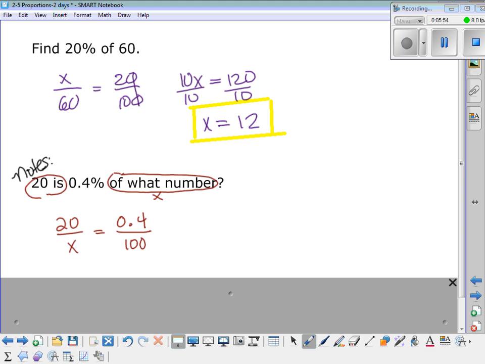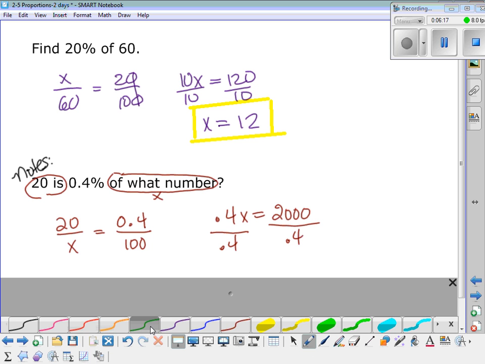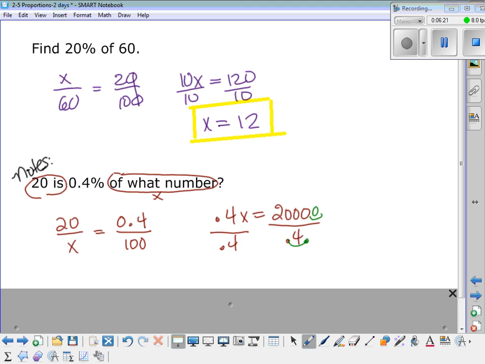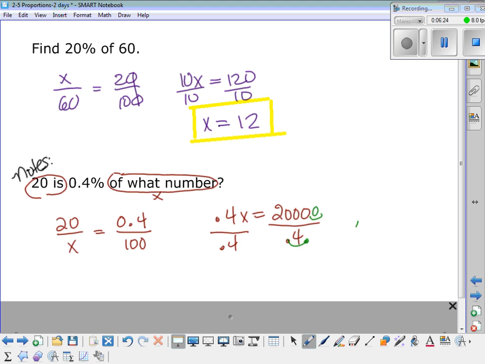So now when I cross multiply, I get 0.4x is equal to 2,000. And I'm going to divide both sides by 0.4. What you want to remember is that when you're dividing with decimals, you need to move the decimal place over. So I'm going to move this over one place, and I'm going to move this over one place. So I'm actually dividing 4 into 20,000.